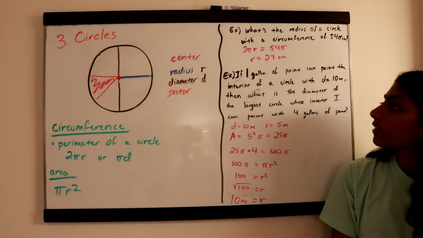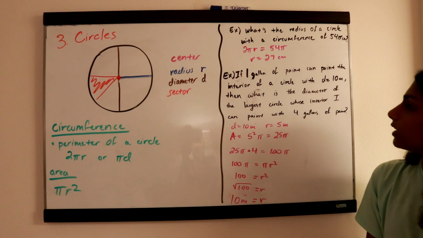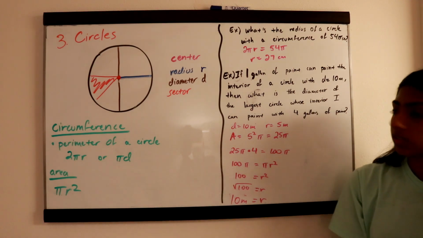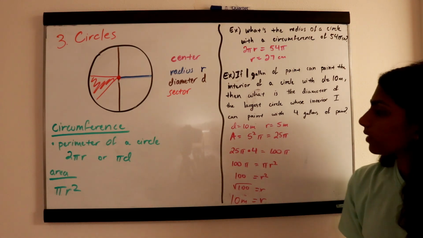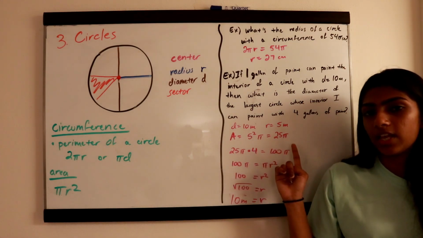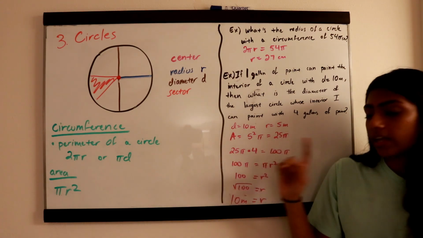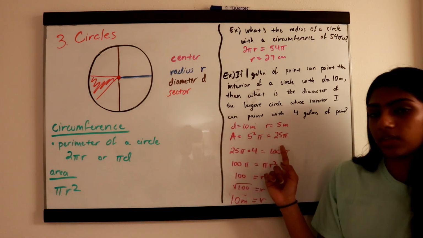Next, if 1 gallon of paint can paint the interior of a circle with diameter equal to 10 meters, then what is the diameter of the largest circle whose interior I can paint with 4 gallons of paint? So first, since we know the diameter is 10 meters, we know the radius is half of that. It's 5 meters. Next, we're going to find the area. So pi r squared, 5 squared, 25.